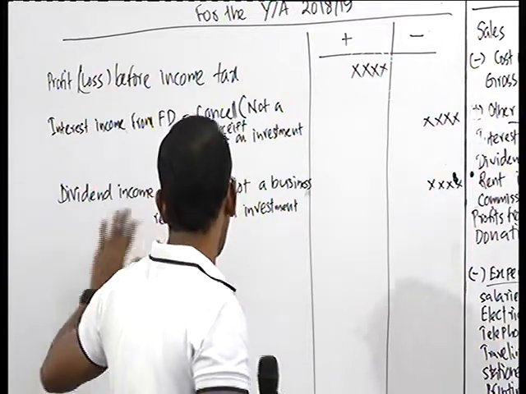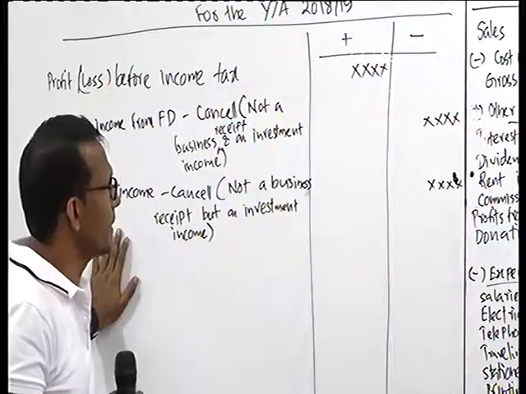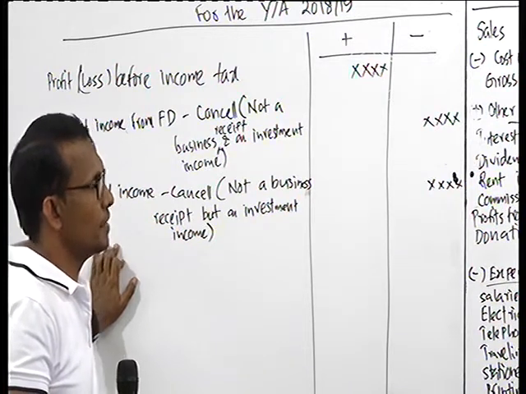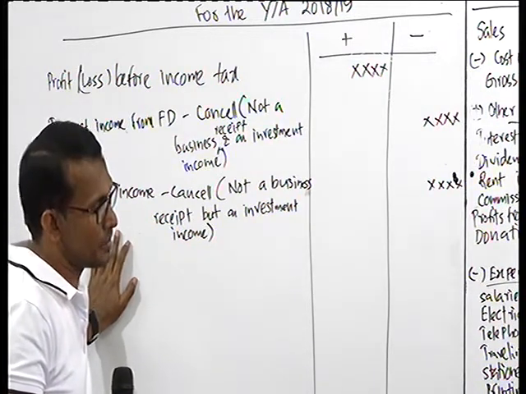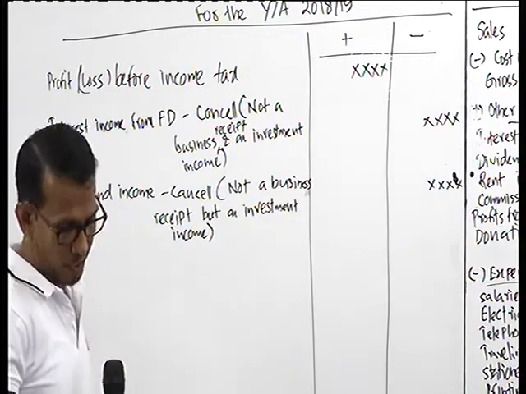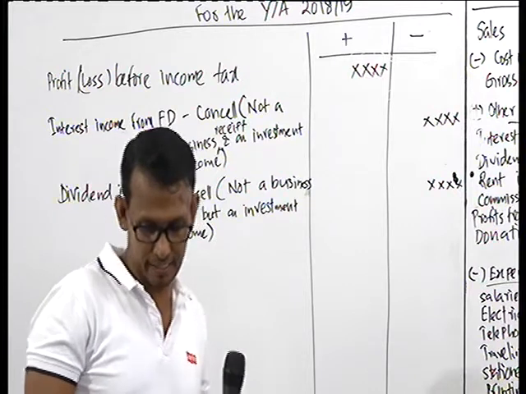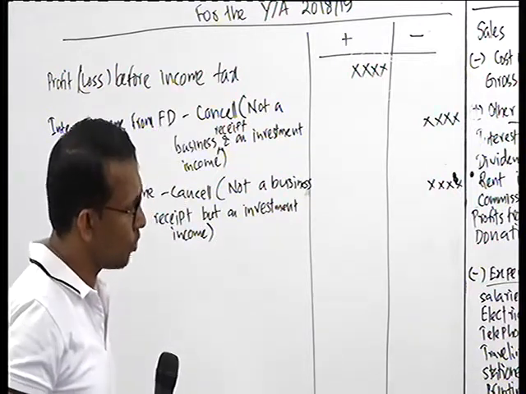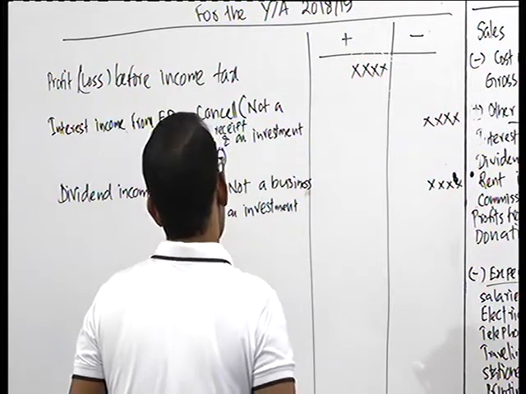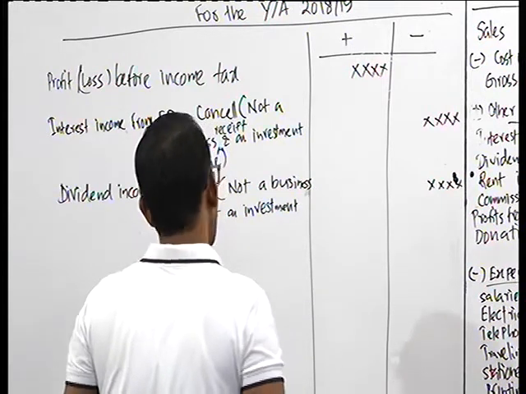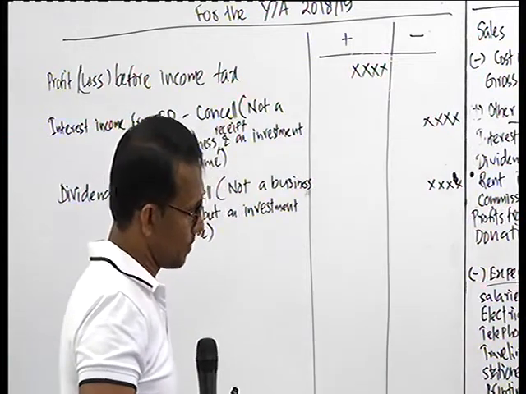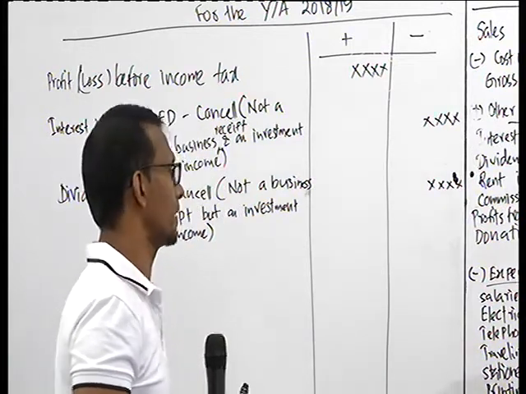Okay. Now we looked at how you adjust or treat various types of income for the purpose of income tax. Now let us take expenses. I will show you this computation, but later we will have to discuss in detail the treatment of expenses for the purpose of income tax.